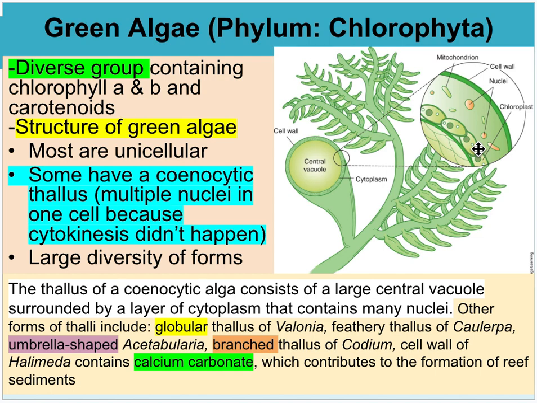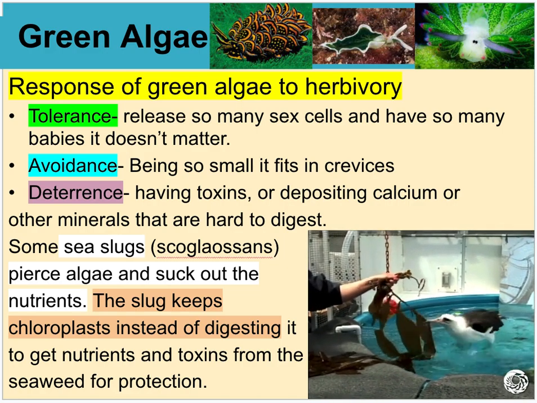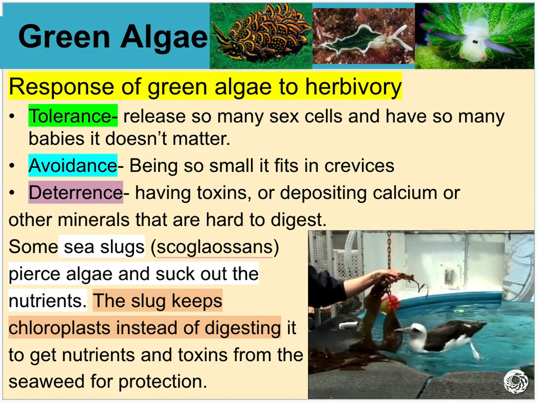There are lots of different forms of green algae. You can have one that has this traditional shape, or you can have a globular shape, an umbrella shape, branching. Like I said, you can have ones with calcium carbonate that helps in reef formation. There are a lot of different shapes of these guys. So green algae end up getting eaten and used for food a lot.